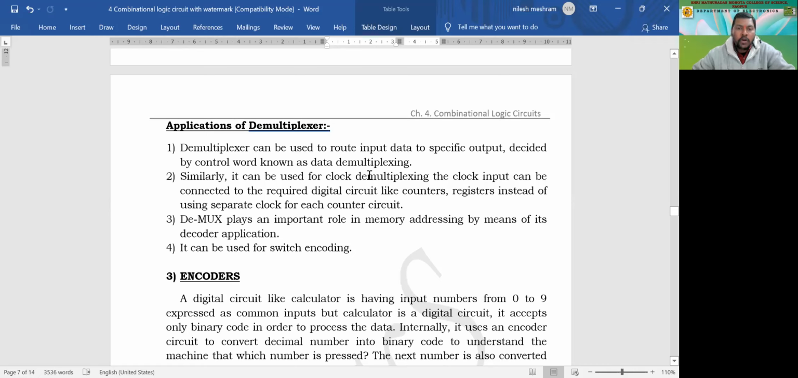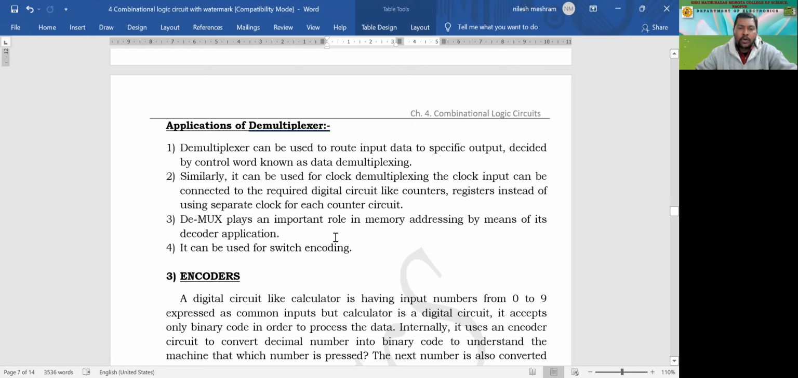Now, similarly, it can be used for clock demultiplexing. The clock input can be connected to the required digital circuits like counters, registers, instead of using a separate clock for each counter circuit. Now, I told you what a clock circuit is. In digital circuits, we require the clocks to work in unison with the crystal oscillator. So one clock can give the clock pulses to all the circuits. For that, we can have a single clock and demultiplex it, and then it is served to all the other blocks of the microprocessor or microcontroller, so that they can work in unison. So this is an advantage and application of the demultiplexer.